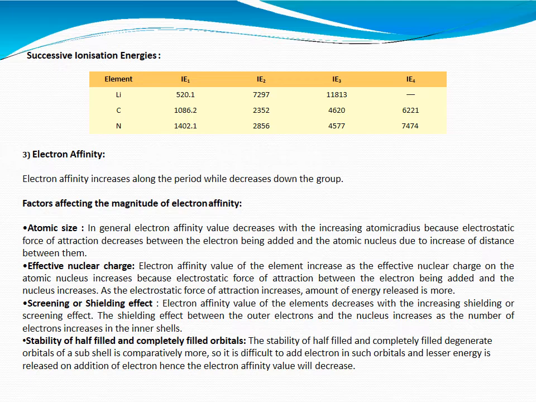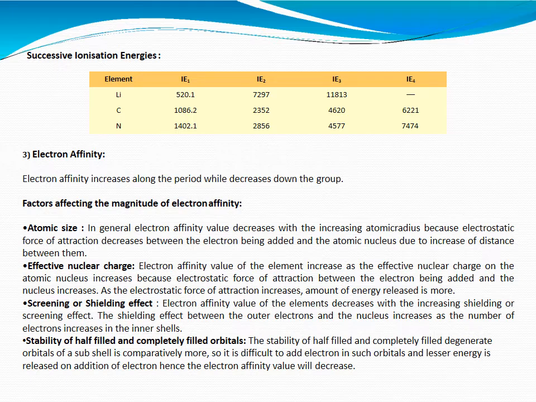The third property is electron affinity. Electron affinity increases along the period while it decreases down the group. The factors affecting the magnitude of electron affinity are the same as in the case of ionization potential. First is atomic size. In general, electron affinity value decreases with increasing atomic radii, because the electrostatic force of attraction between the electron being added and the atomic nucleus decreases due to the increase of distance between them.